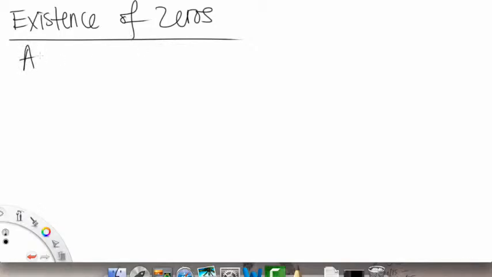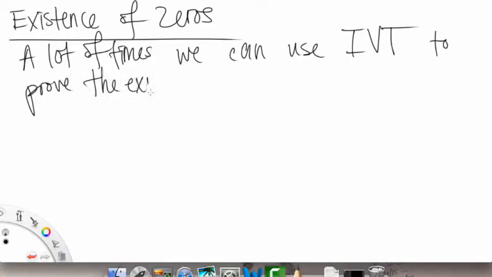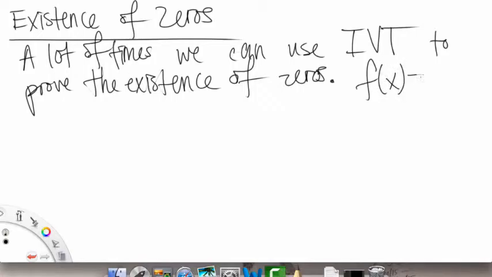So basically, a lot of times we can use the intermediate value theorem to prove the existence of zeros. And what does this mean? Zeros are when our f of x is equal to 0, when the y value is actually equal to 0. Okay, so how do we do this?